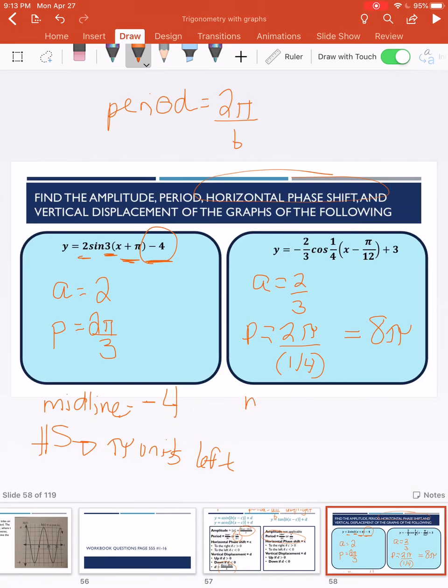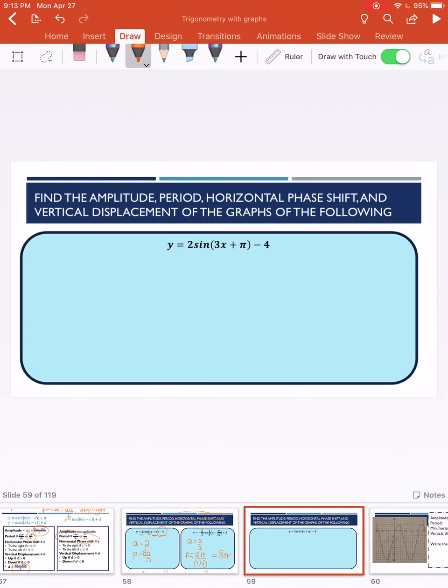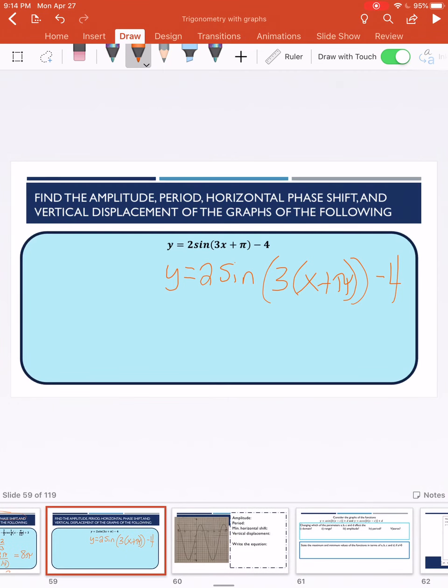Okay, my midline is positive 3 this time. And my horizontal phase shift will be pi over 12 units to the right, right? Because it's the opposite of the sign. All right. So cosine, sine, you're doing the exact same thing. You can try this one on your own. The only thing I will caution you is make sure you factor out that 3 before you find any of the characteristics. Okay, the answers are online if you want to try it.